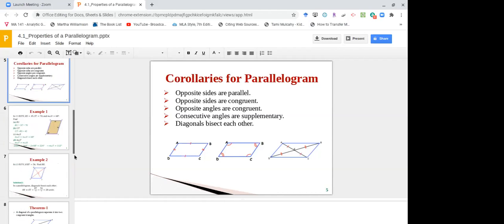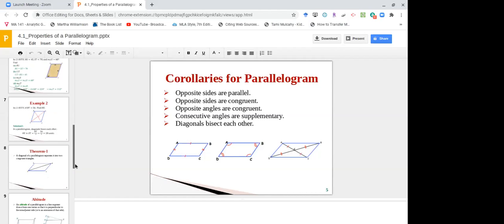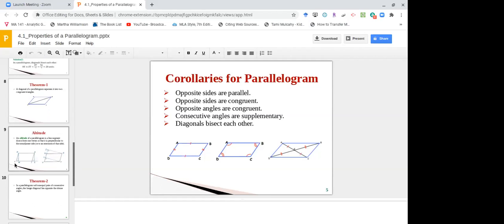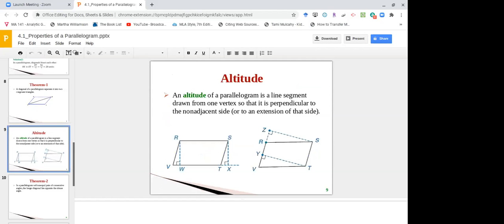Okay, so we have examples of that for you to look at. And there's a couple of theorems about that. Let me just point out this issue on slide 9. We talked about altitudes for triangles. The altitude of a parallelogram is drawn from one vertex so that it is perpendicular to the non-adjacent side. Obviously, because if it were drawn to the adjacent side, then it would be somewhere in the middle. We want it to be perpendicular to the ground.